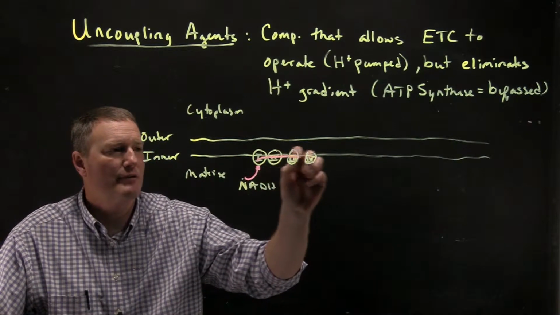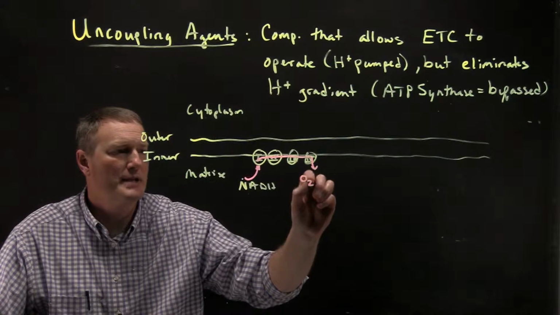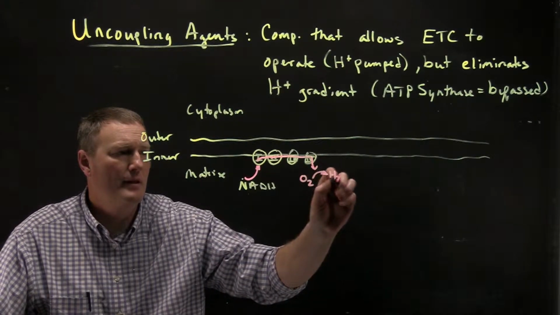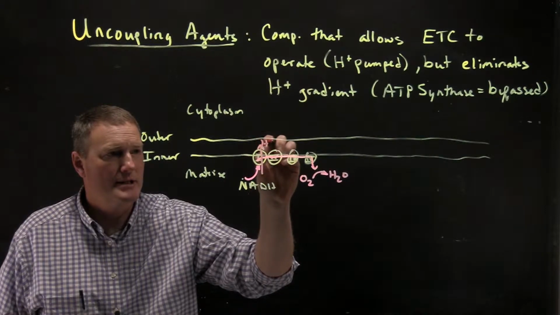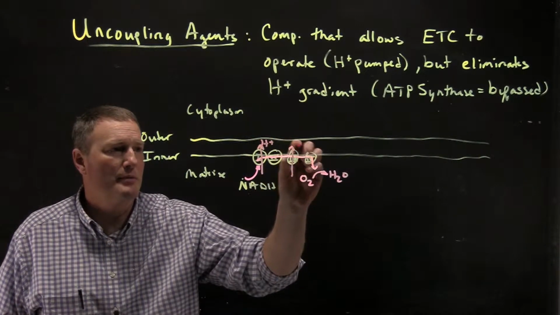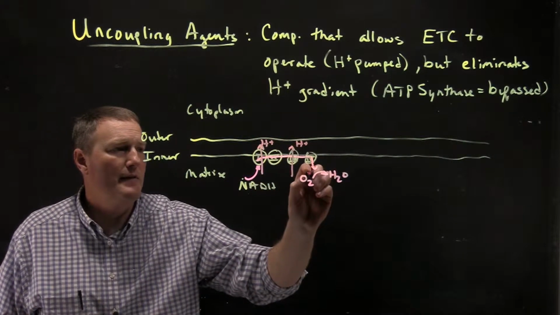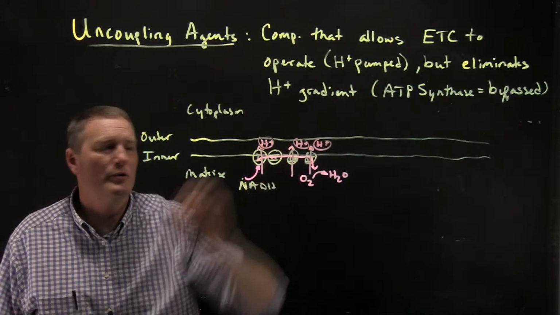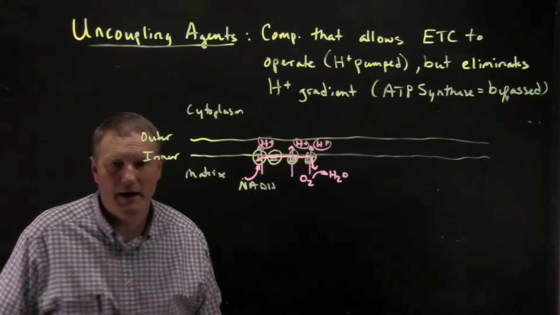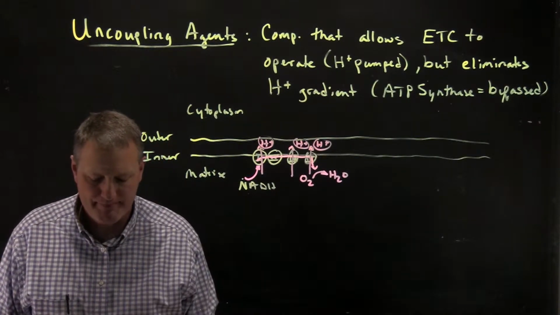Okay, those electrons are going to flow through, ultimately taking oxygen to water. And along the way, we have protons getting pumped. H plus is a proton pumped at complex 3, and then one pumped at complex 4. Okay, so that would be the normal state of affairs when the electron transport chain is operating.